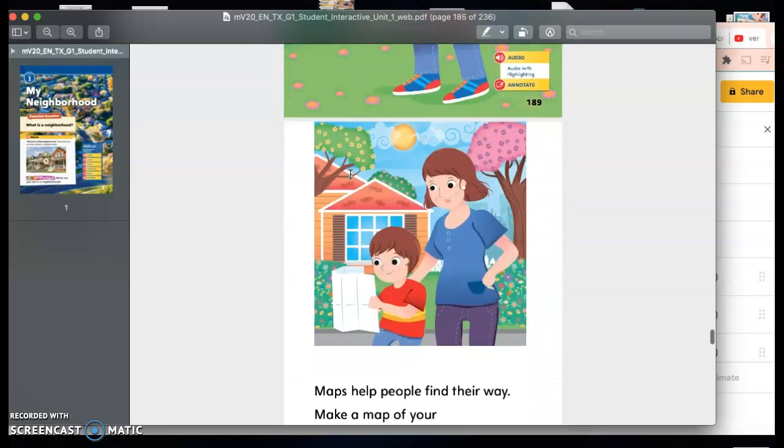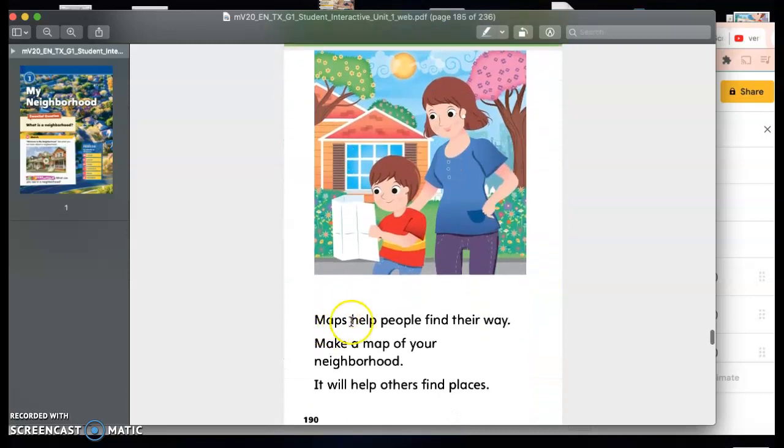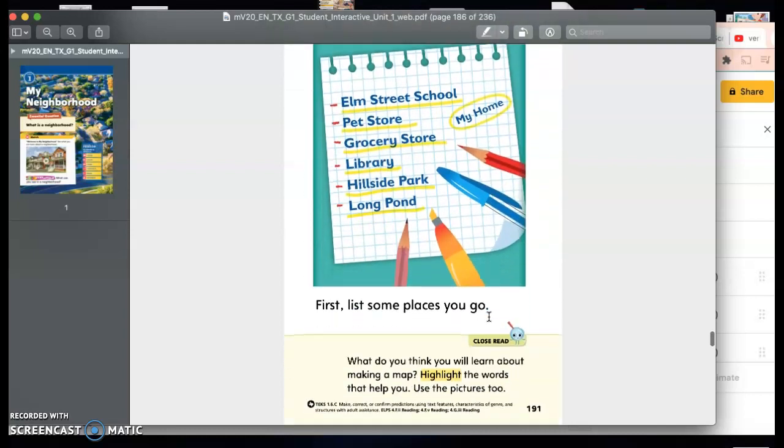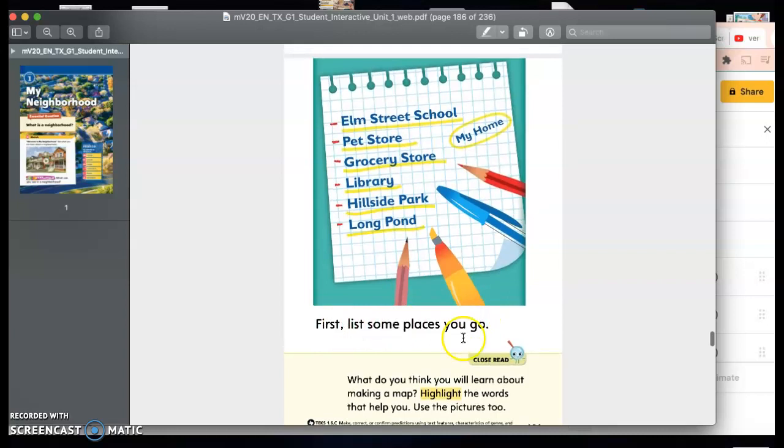Making a map. Maps help people find their way. Make a map of your neighborhood. It will help others find places. First, list some places you go.